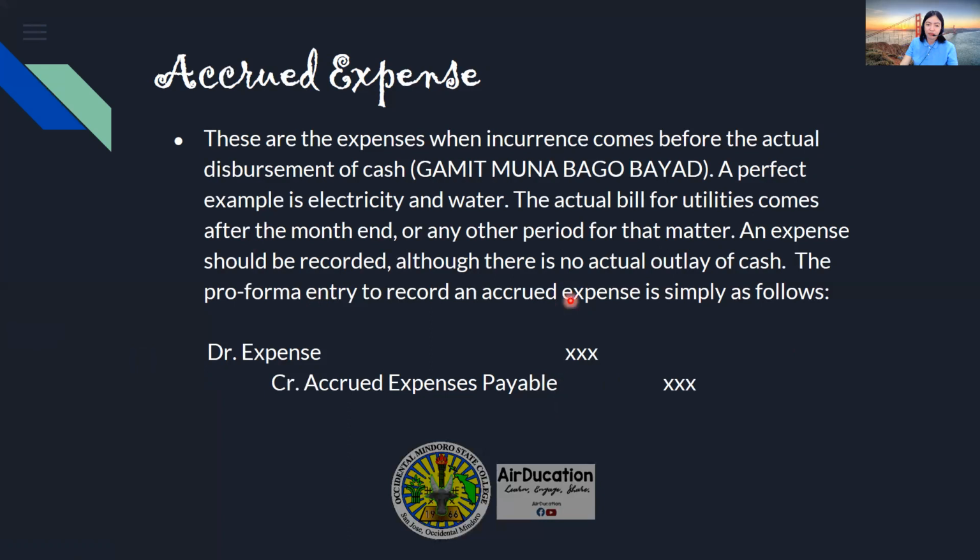Now, paano ba siya ini-entry? Expense ang debit, let's say bad debts, the particular asset that had incurred expense, okay, and credit accrued expense payable. So for example, here the electricity, debit utilities expense and credit accrued expenses payable. Again, this happens every end of the period. Next.